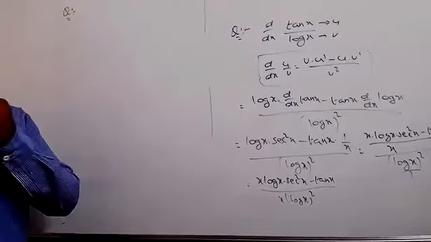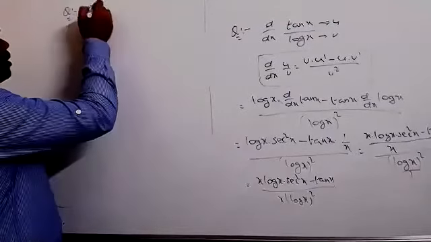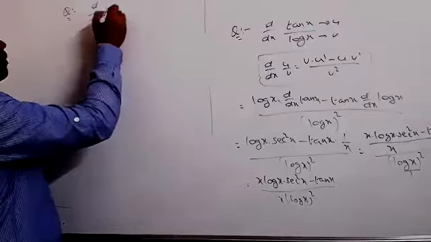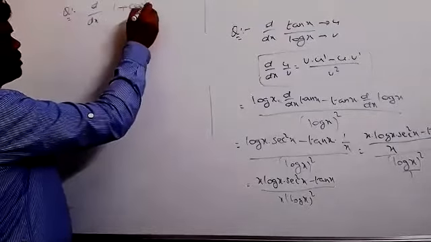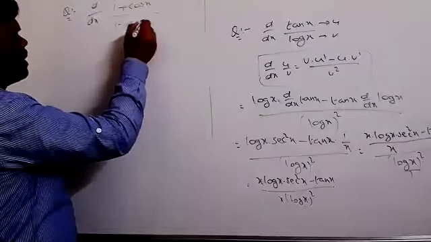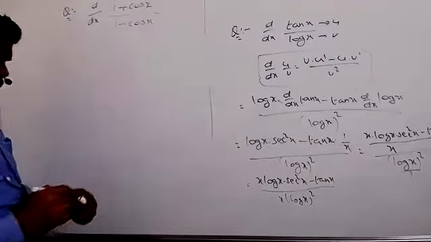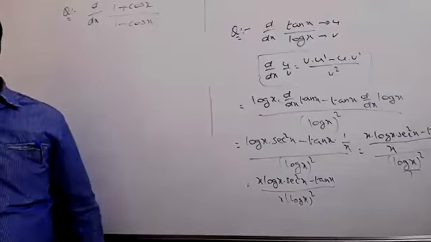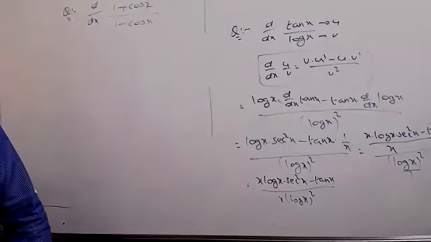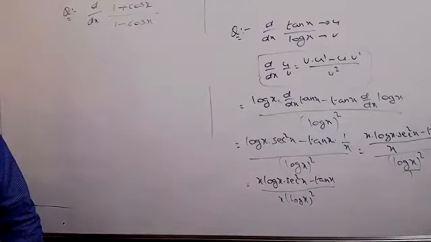Next, d by dx of 1 plus cos x by 1 minus cos x. This is the function. 1 plus cos x by 1 minus cos x. What will we do with that?